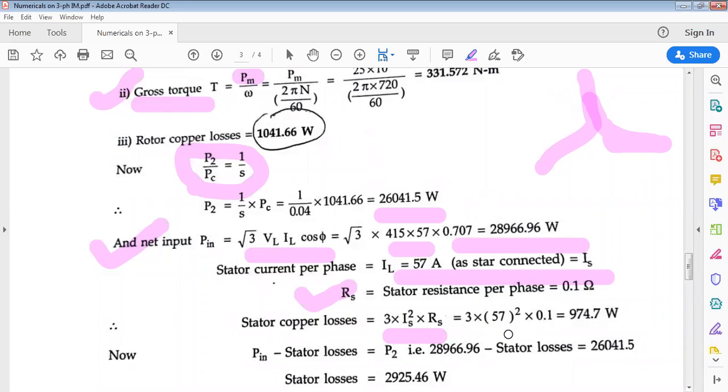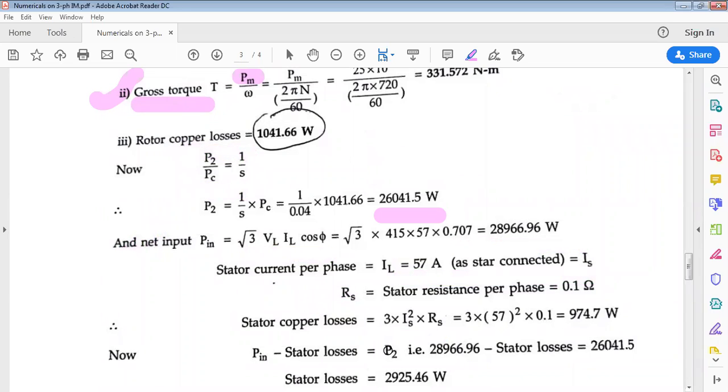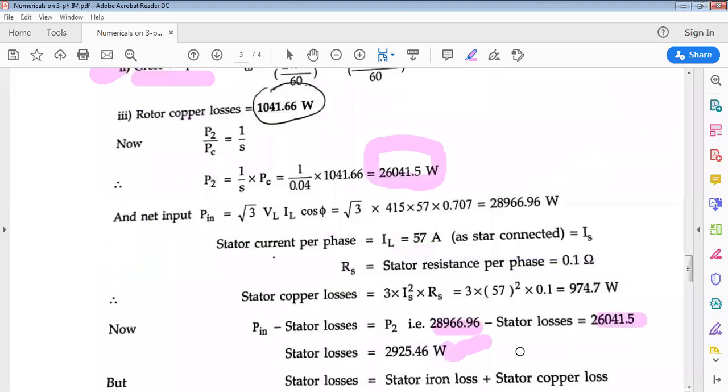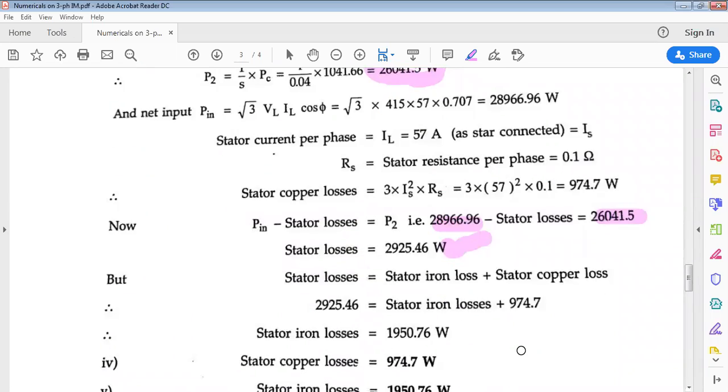Now input you know, minus stator losses is equal to output, that we know, P2. Just now we have calculated P2. See here, P2 we have calculated, the stator output, that is the rotor input. So that one you know, input we know. Using this, what can we calculate? Stator losses. In stator losses, we have calculated stator copper loss. So easily you can calculate stator iron loss. Clear? Observe this part.